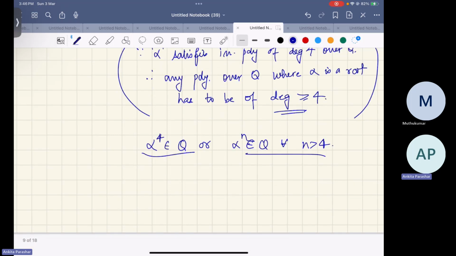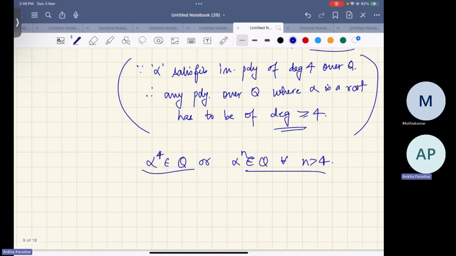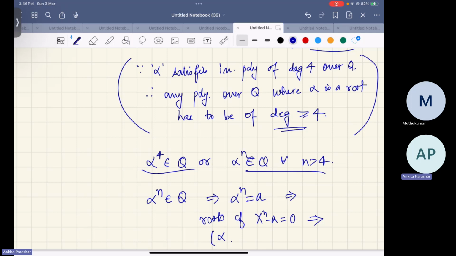So now suppose we know alpha power n belongs to q, let's say alpha power n equals a. Then I know that the roots of x power n minus a equal to 0 are nothing but, one is alpha and the others are alpha zeta, alpha zeta squared, and so on, where zeta is the primitive nth root of unity.